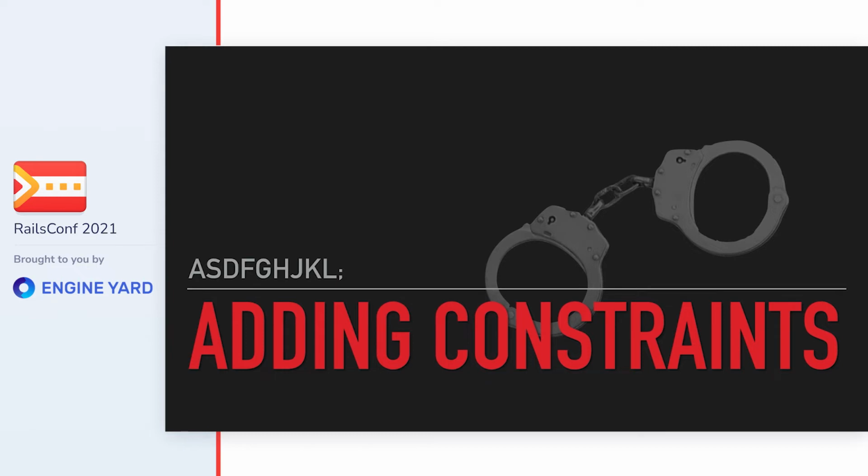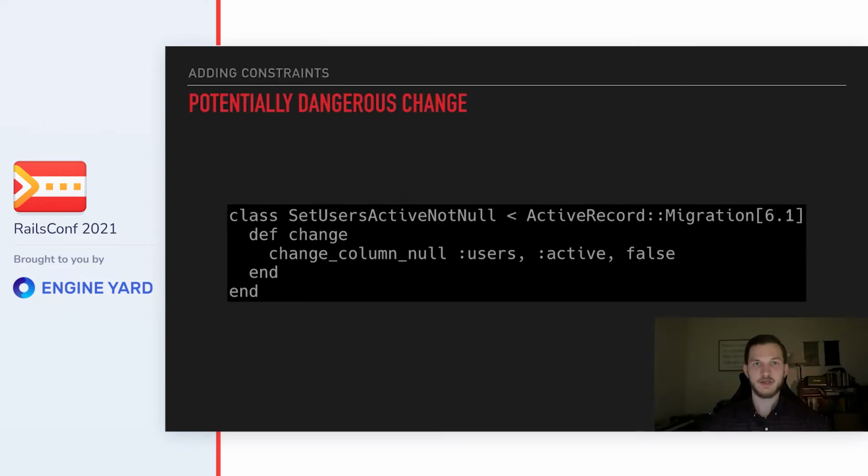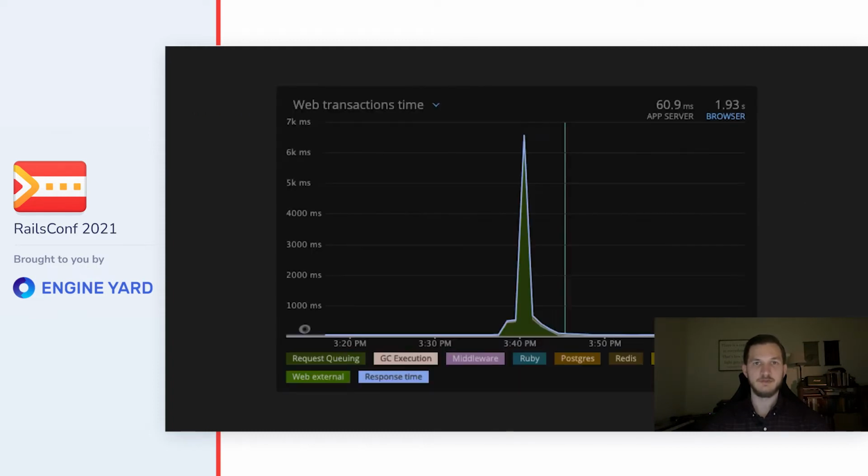So we've added some columns, we've removed some columns, and now let's talk about adding constraints to the data that lives within them. Specifically, we're going to add a not null constraint to the user's active column that we just added in the previous example. If you run this migration as written, however, you might see something like this on your APM charts, a huge spike of latency that quickly resolves itself after the migration completes.